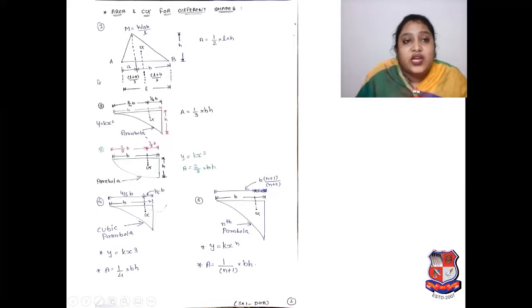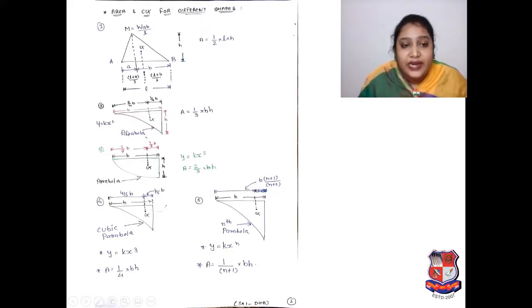So, for consistent deformation method, we have to keep the area and CG of some basic fundamental shapes. So, area and CG for different shapes are mentioned in this slide. You can see there is a triangle, the CG distance is given. So, for that triangle, area is 1/2 L into height, because we know triangle area is 1/2 base into height. As per that, your base is L, so the area for that particular triangle will be 1/2 into L into H.